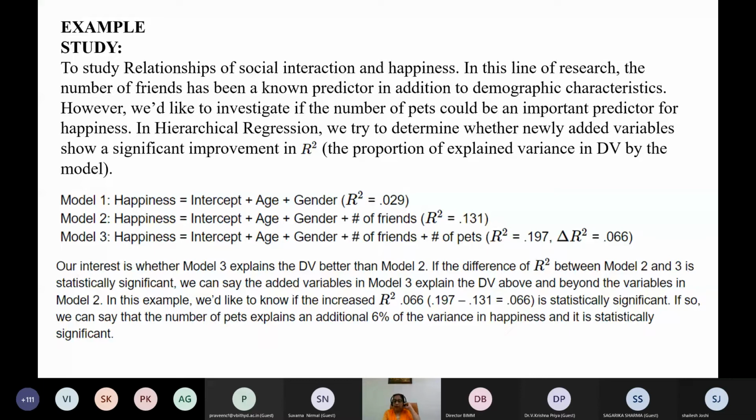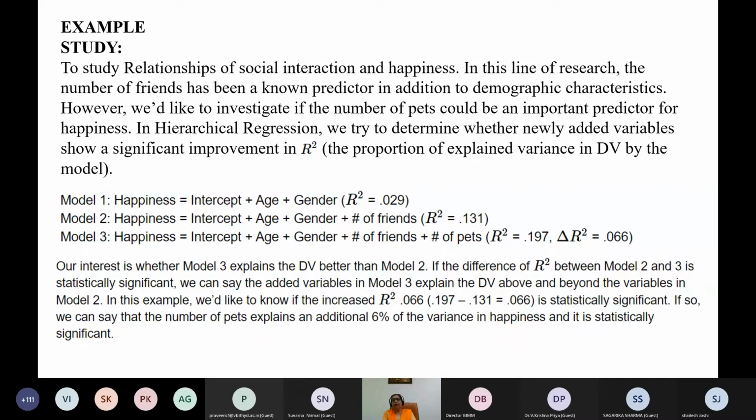Now again, as a researcher I would like to know, what do you mean by the number of friends? Is it the number of friends on Facebook? Is it the number of likes you have on your Twitter handle, or Instagram? Or are you talking about the actual number of friends? That can also be analyzed in this particular problem.